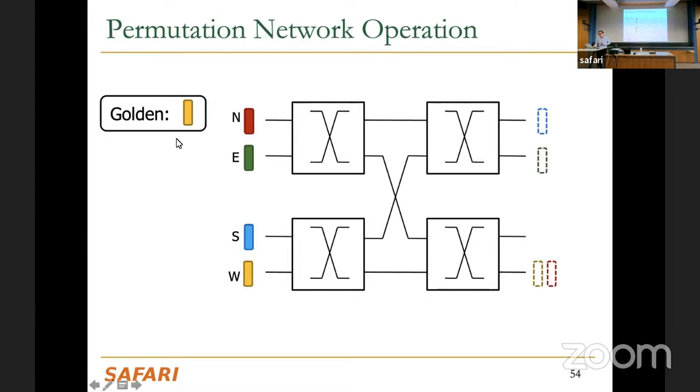So let's say the yellow one is golden. This router clearly doesn't have the yellow one. No golden, so it randomly picks one of them. And you can see the destinations also. The red one needs to go to this destination. The yellow one needs to also go to this destination. The blue one needs to go to this destination. And the green one needs to go to this destination. But you can see that the red one wins.